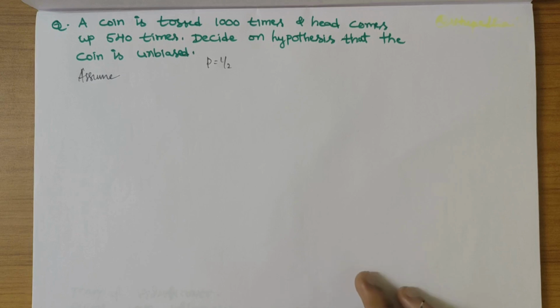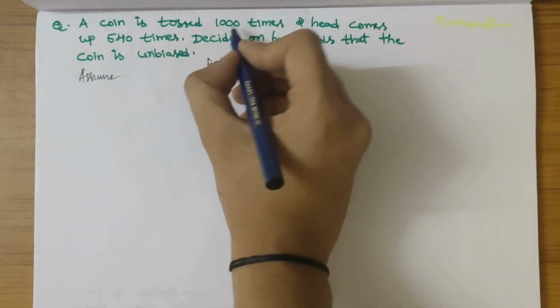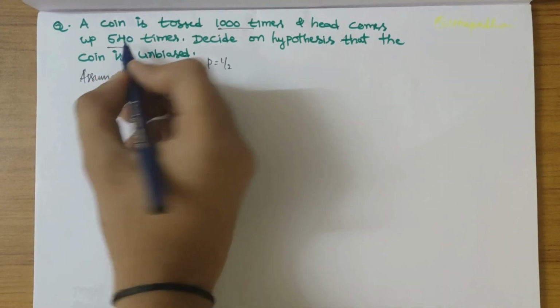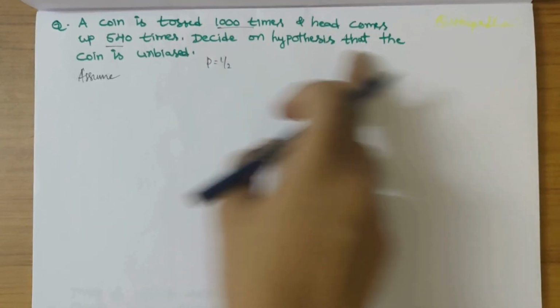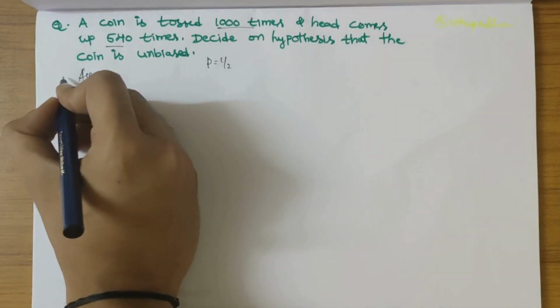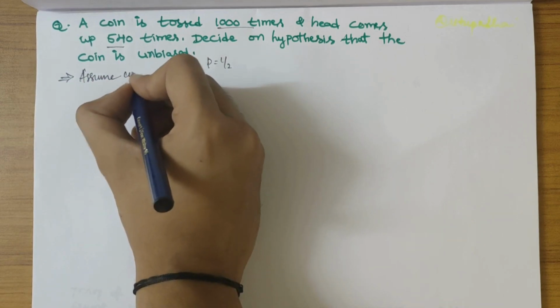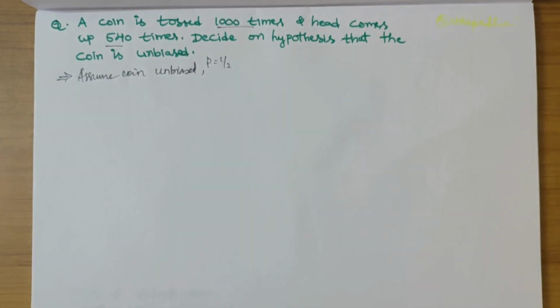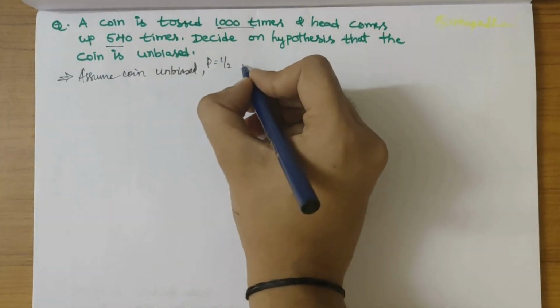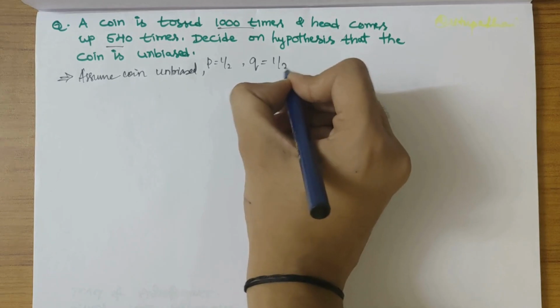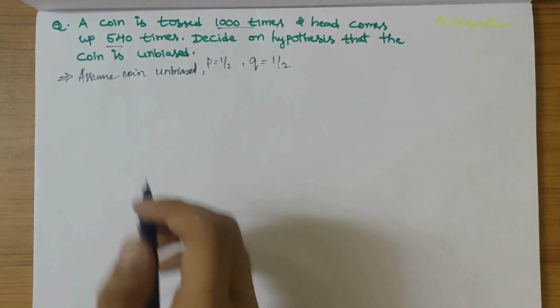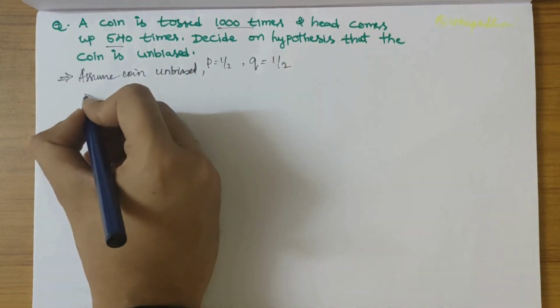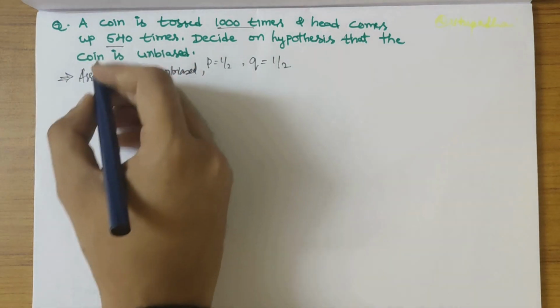In this video, we'll be solving the given numerical. The problem statement says that a coin is tossed 1000 times and head comes up 540 times. We have to decide on the hypothesis that the coin is unbiased. First, let's assume that the coin is unbiased. For an unbiased coin, the probability of getting head and the probability of getting tail are the same, that is 1/2. Next, they have given that the head comes up 540 times.